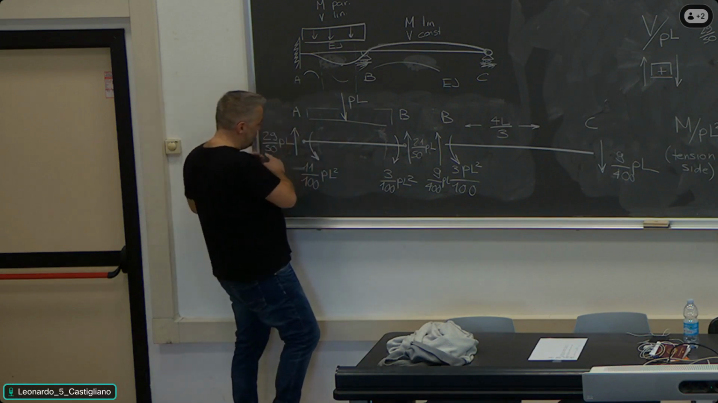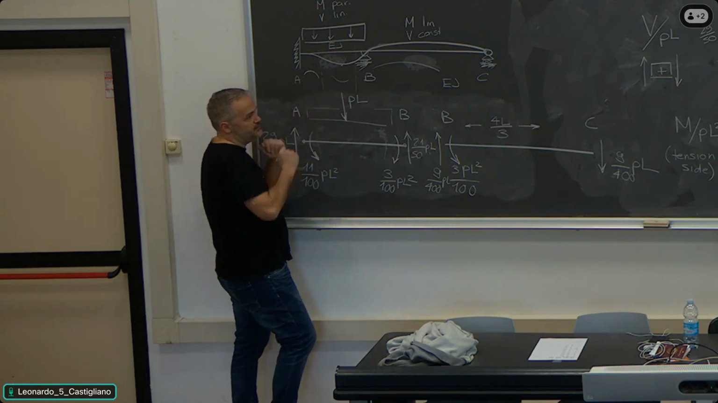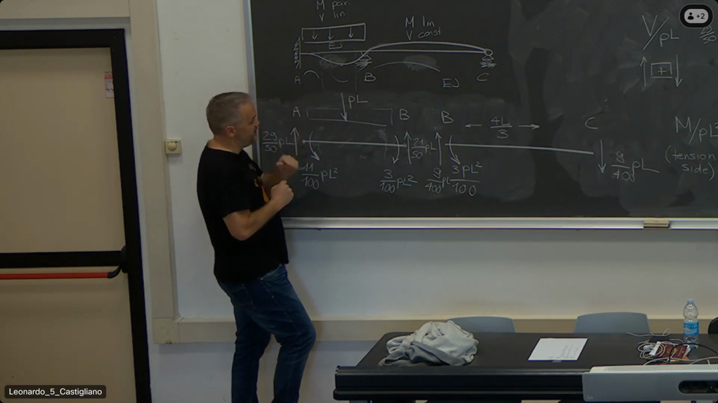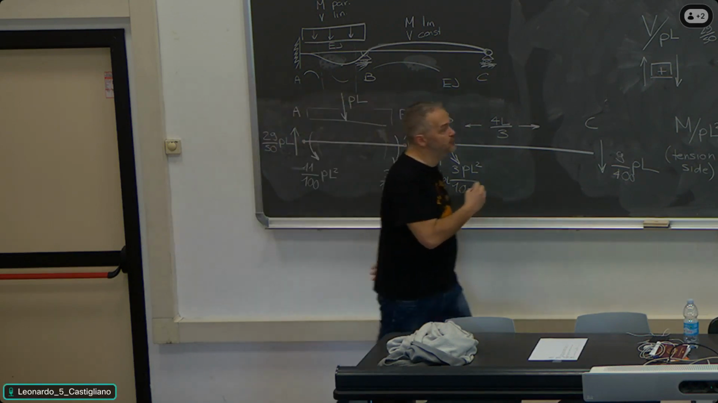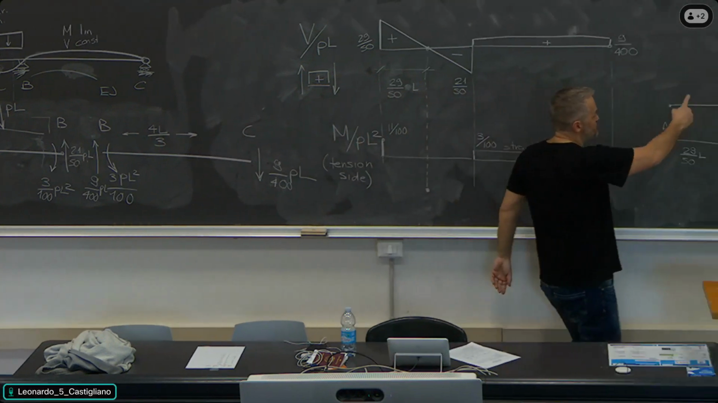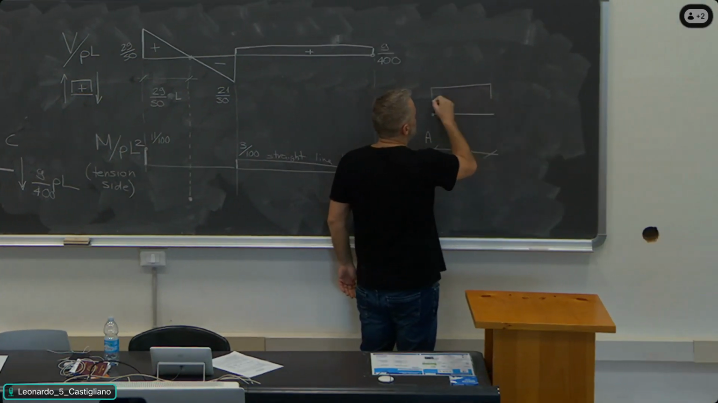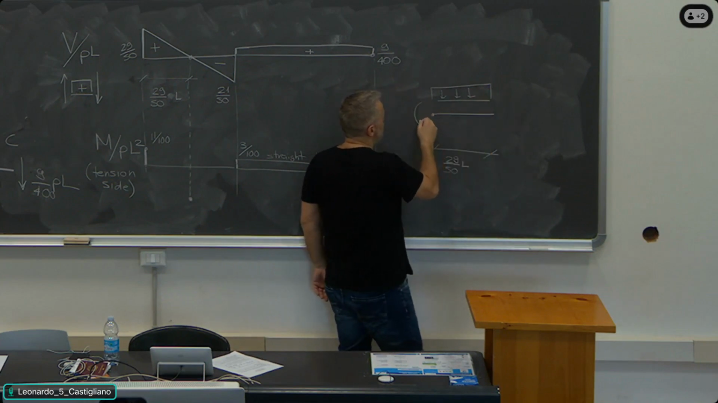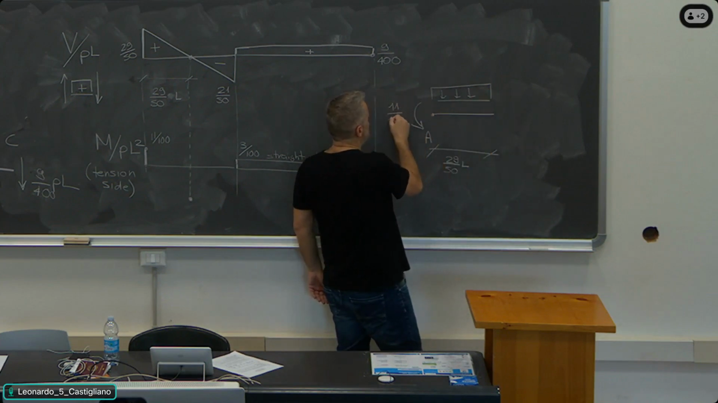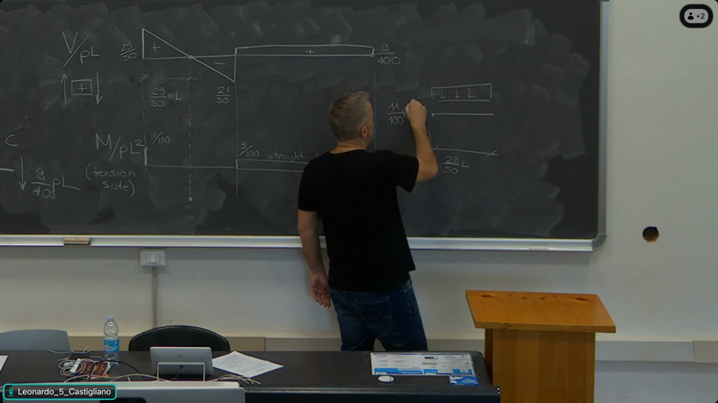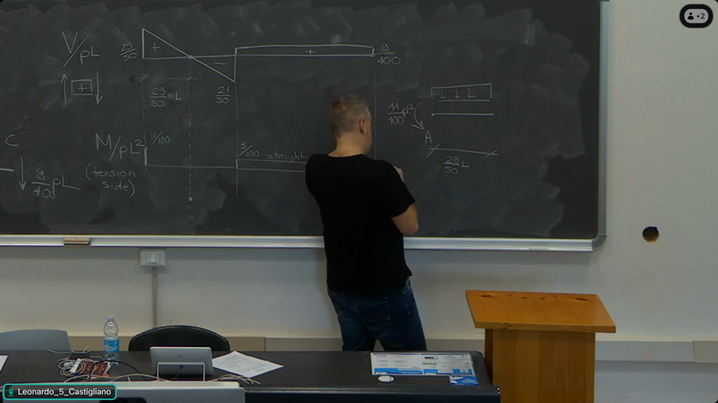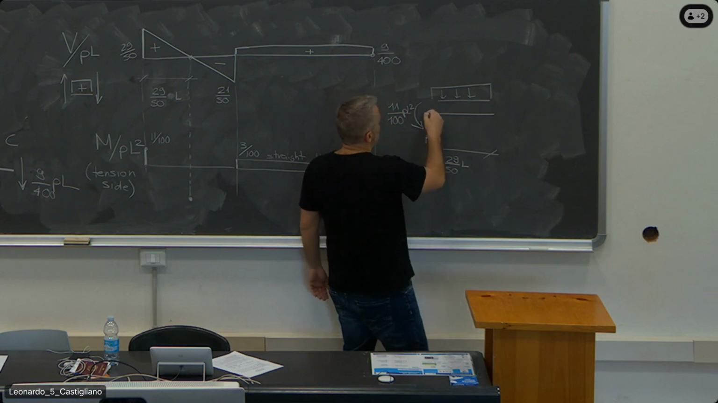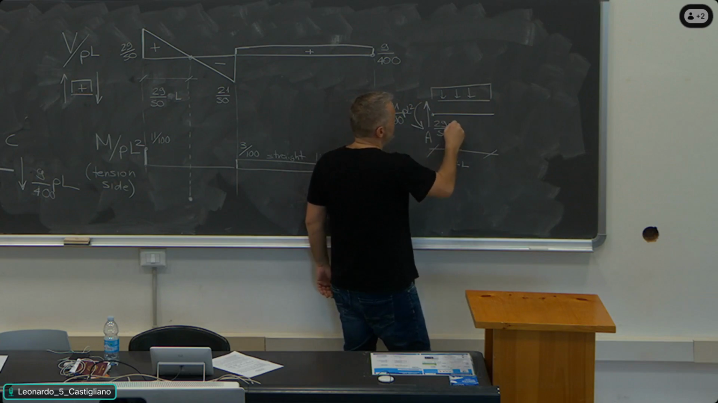So I will simply take these two forces and draw them over there, plus the distributed load. So, on this portion of the beam, there is distributed load, there is a bending moment, which is 11 divided by 100 PL square, and there is a shear force, which is 29 divided by 50 PL.